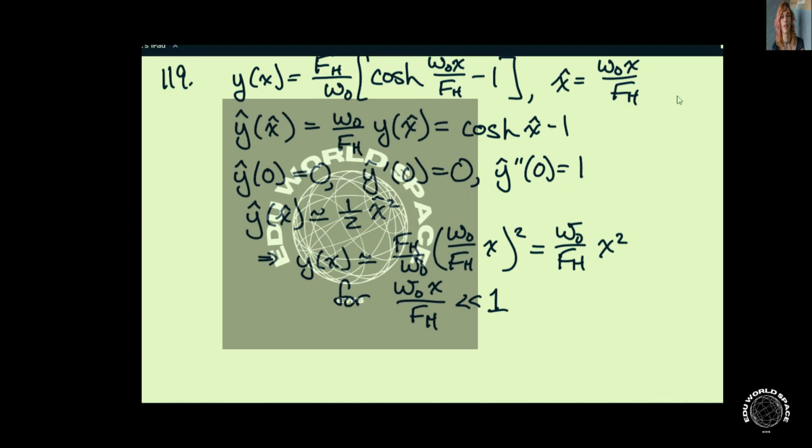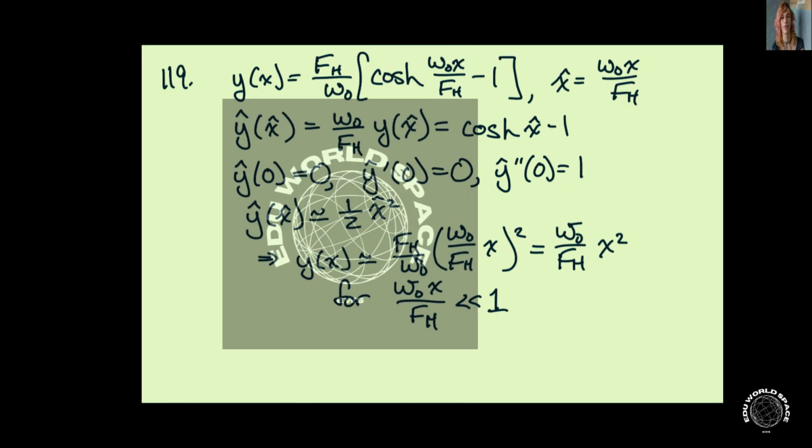So in this problem, we're asked about doing a Taylor series expansion. We have a cable that's sagged between two supports that are at the same height.